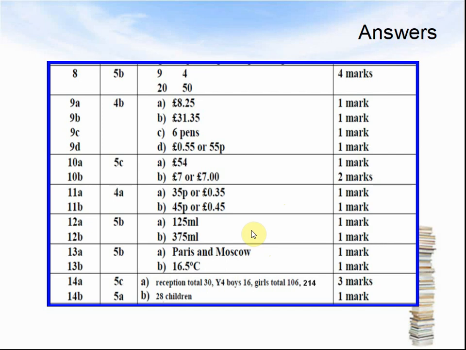12A, 125 millilitres. 12B, 375 millilitres. 13A, Paris and Moscow. 13B, 16.5 centigrade. 14A, the answers were reception total 30, Year 4 boys 16, girls total 106 and 214. And 14B is 28 children.